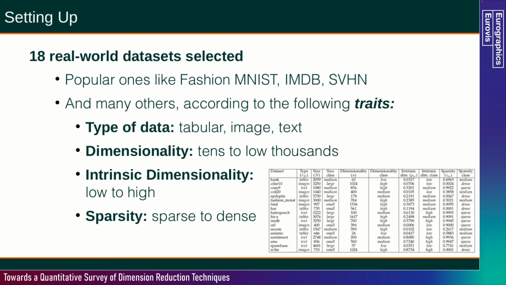We ended up with 18 real-world data sets, some popular ones like Fashion-MNIST, IMDb, SVHN, and many others according to the following traits. The type of data, which could be tabular, image, or text, dimensionality, varying from tens to low thousands, intrinsic dimensionality, which is very important, from low to high, and sparsity, also from low to high.